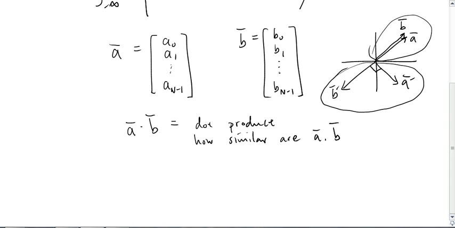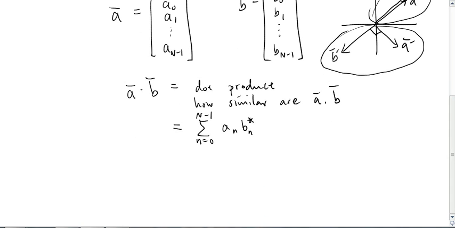Okay, so going back to the dot product, the way that we compute a dot product is that we sum over all of the dimensions of the two vectors, term by term, a_n times b_n, and we remember to take the complex conjugate of one of the terms. This is the computational expression for determining the dot product of two vectors. But basically what we're trying to do is figure out how similar these two vectors are.